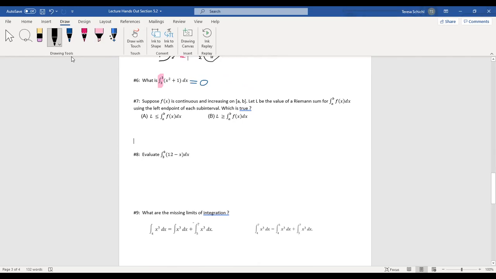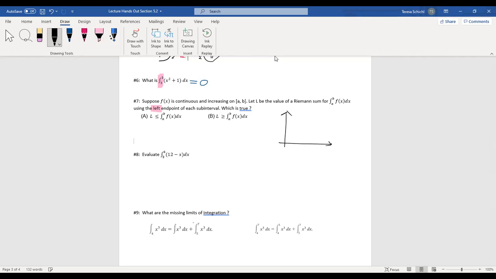Okay, let's take a look at number 7 here. It says, suppose f of x is a continuously increasing function, and let L be the value of the Riemann sum using the left endpoint for each subinterval. Which one is true? Okay, so now let's take a look at these ones here.